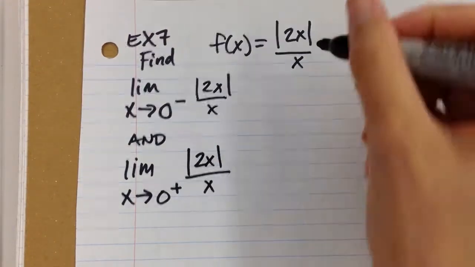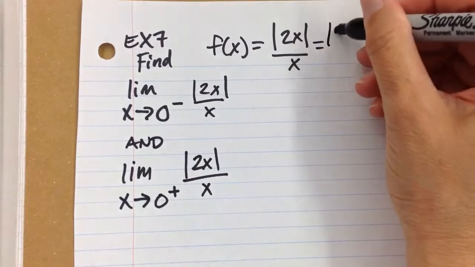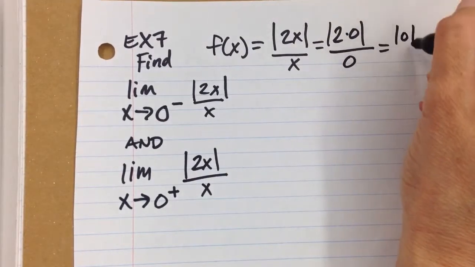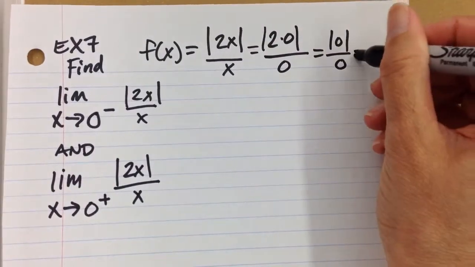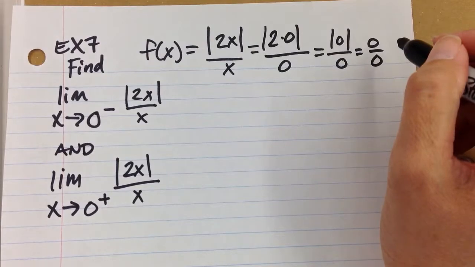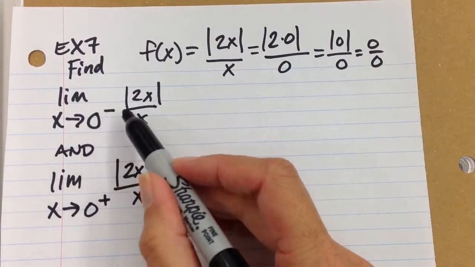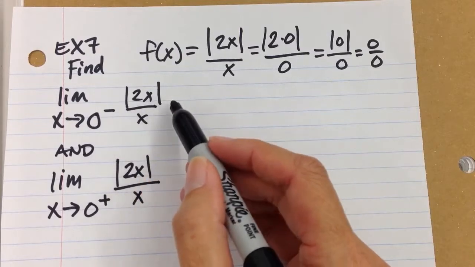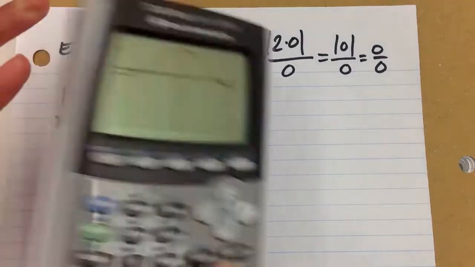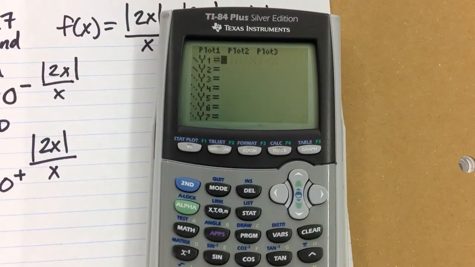Okay, let's see if we plug in 0, right? Let's just plug in 0 to see what we get. 2 times 0, absolute value of that over 0. You're going to get the absolute value of 0 over 0, which is still 0 over 0, which is still indeterminate. So that tells me there's a hole in this graph at 0. So we have to check what's happening to the left of 0, right? The only way to do that, we could make some kind of table, but our graphing calculator will make that table much faster for us. So let's put it in our calculator.